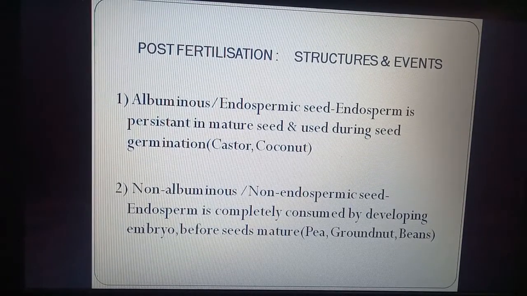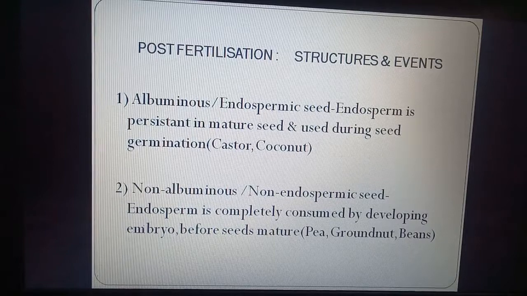Non-albuminous or non-endospermic seed. In these, the endosperm is completely consumed by the developing embryo. During development of the embryo, the whole endosperm is consumed and it is not present in the mature seed. So endosperm is absent. The food on maturity is provided only by the cotyledons. Examples are pea, groundnut and beans.